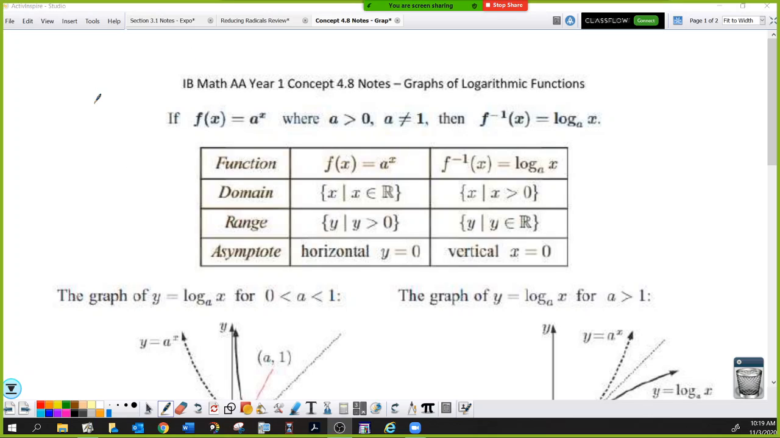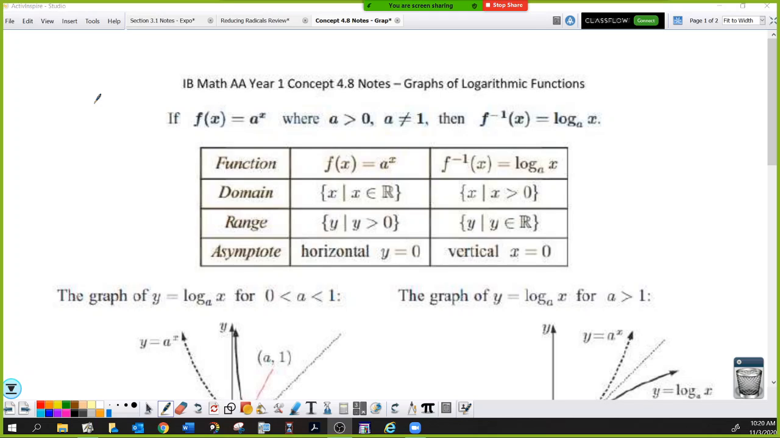At last, the last section of Unit 4. Graphs of logarithmic functions. Yay, logarithms. So if you can remember back to when we did exponentials, and you can remember the rules of an exponential graph, that will help you understand the rules of a logarithmic graph. Why? Because exponentials and logarithms are inverse operations.